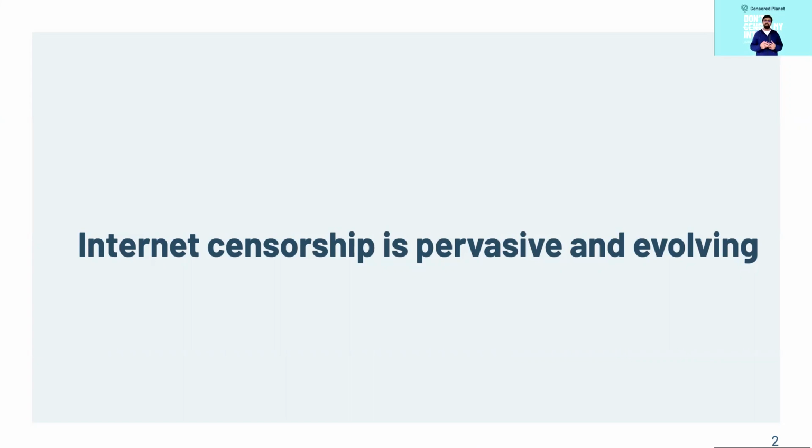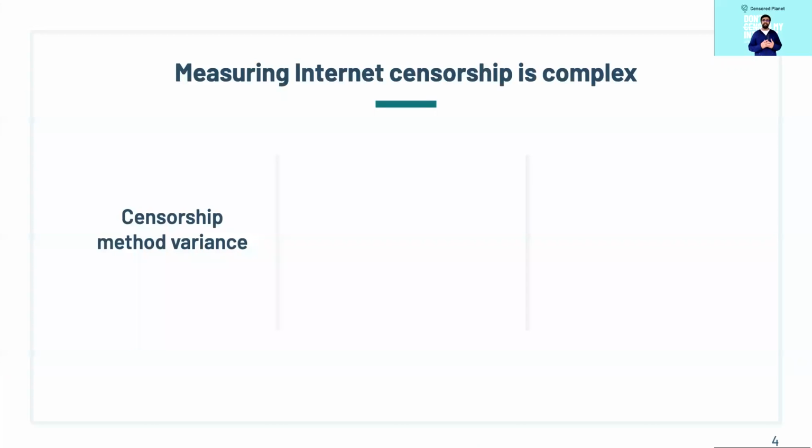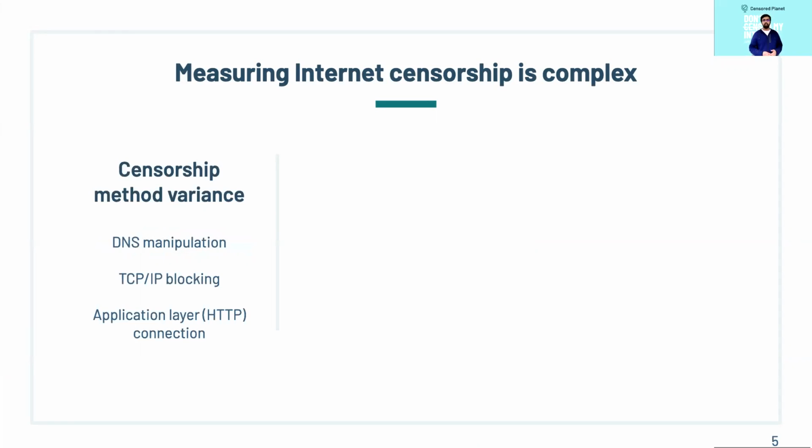However, the internet freedom community's understanding of the global state of internet censorship is limited. And this is because measuring internet censorship, especially at the global level, is a very challenging problem. Let me give you some reasons why. First, there are many different kinds of censorship methods, that is, ways through which censors can block access to information. The most common methods seen on the internet today are DNS manipulation, TCP/IP blocking, and application layer keyword blocking.